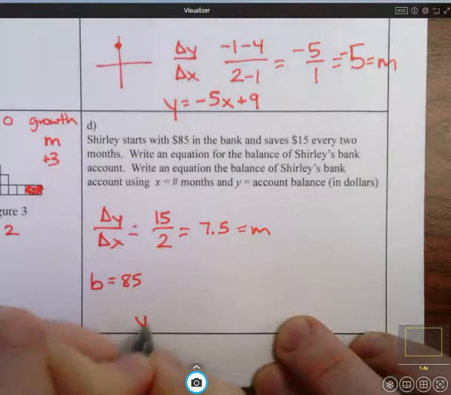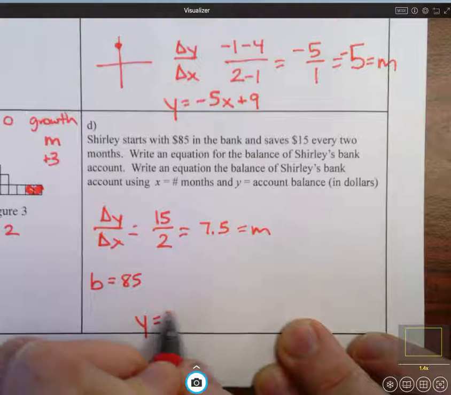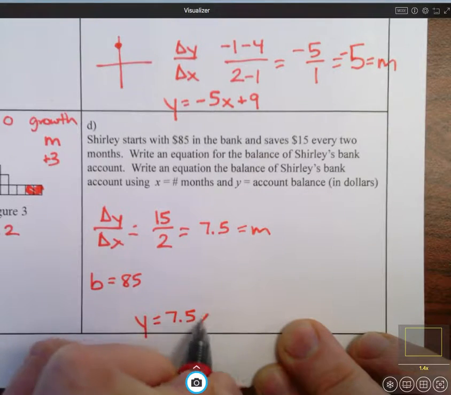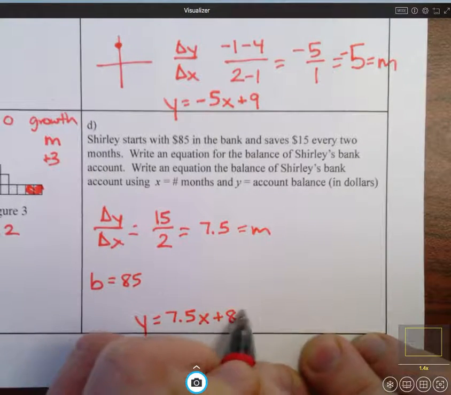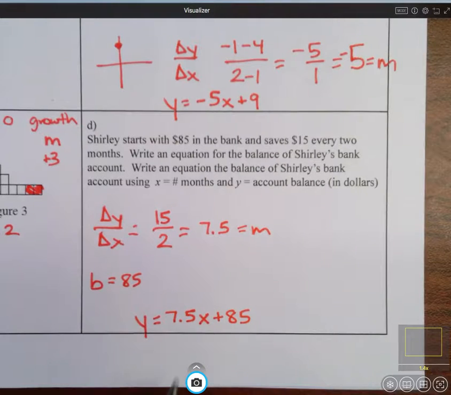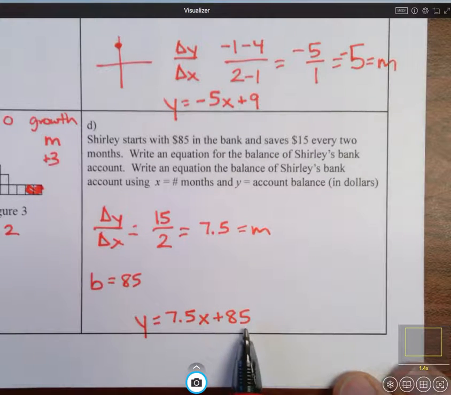So we have y equals mx plus 85. So let's think about what's happening. We started with $85, and every time we add a month, we go up $7.50. And that's our ending account balance. Done.